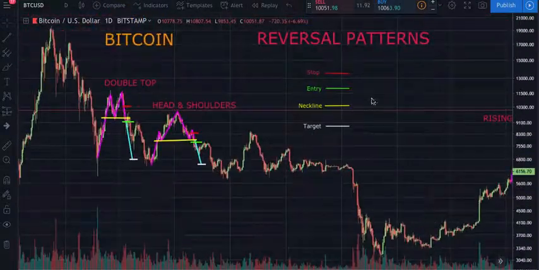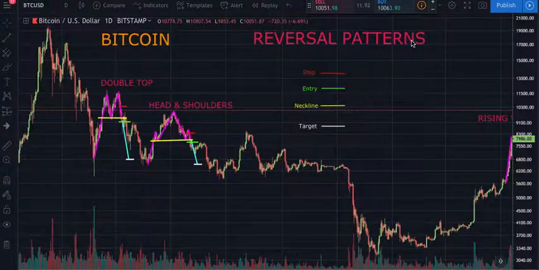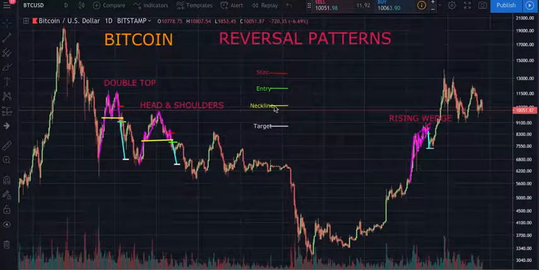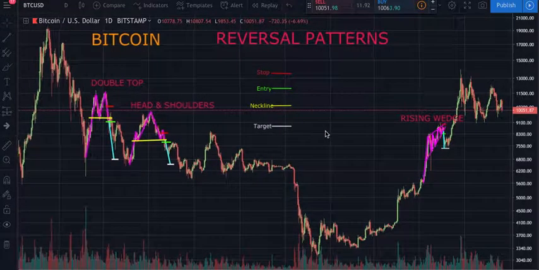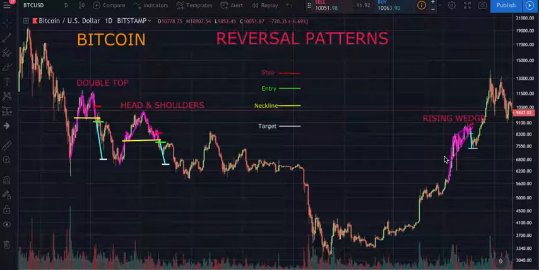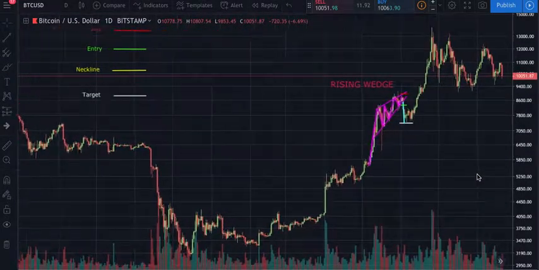And then again, we're just going to say these are reversal patterns here, and we're looking at the stop loss is red, the entry is green, the neckline is orange, and the target is yellow. So we're on the Bitcoin chart here again. We're going to go to our last pattern for today, the rising wedge.